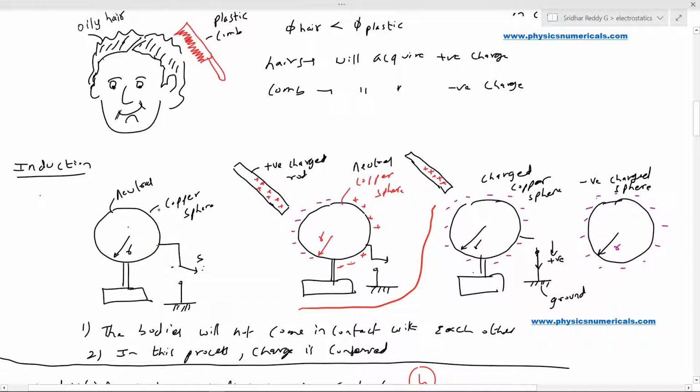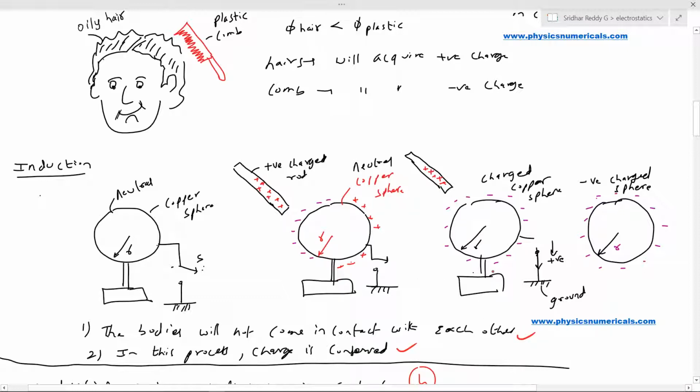Now this was neutral. Now due to induction, a negative charge is developed here, a positive charge is developed there. What is the net charge of this? Still zero. So electrostatic induction obeys the law of conservation of charge. Charge is not destroyed, not created. Here you are having a negative charge, so definitely it has gained charge, but the positive charge was given to the earth. The overall charge of the universe should be conserved. So what is the conclusion? Electrostatic induction obeys the law of conservation of charge.